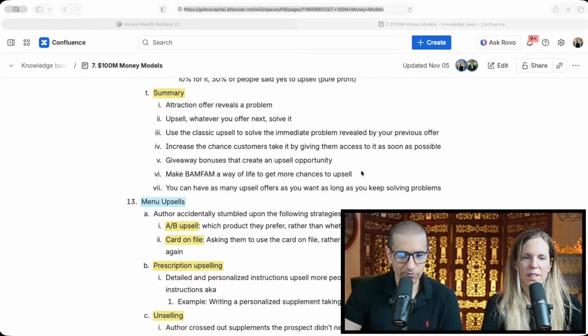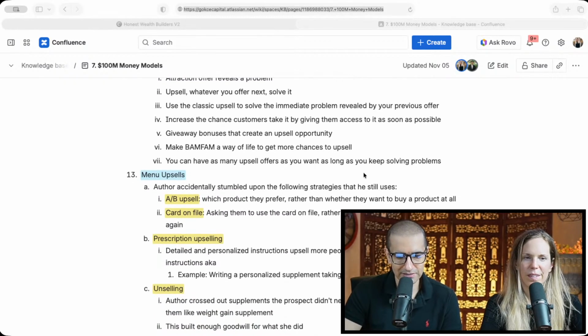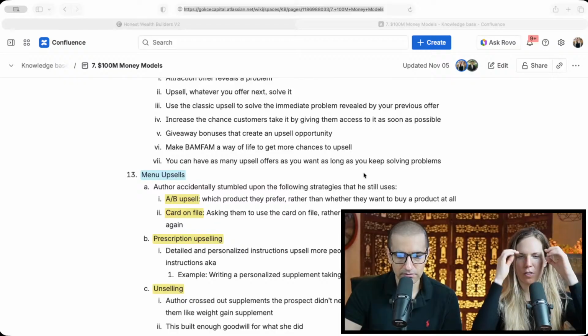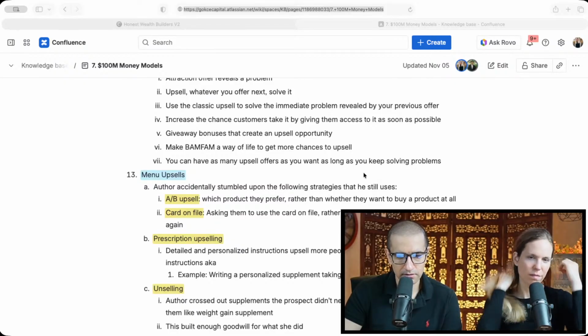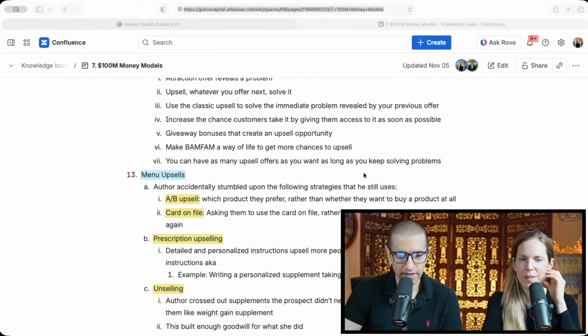Make BAM fam a way of life. That's something we need to think about. What can we give away? It will be a workshop. This is going to be the most important workshop, the classic upsell workshop. That might have to be 2 sessions. Yeah, or 3 or 5, doesn't matter. And finally, you can have as many upsells as you want as long as you keep solving problems.